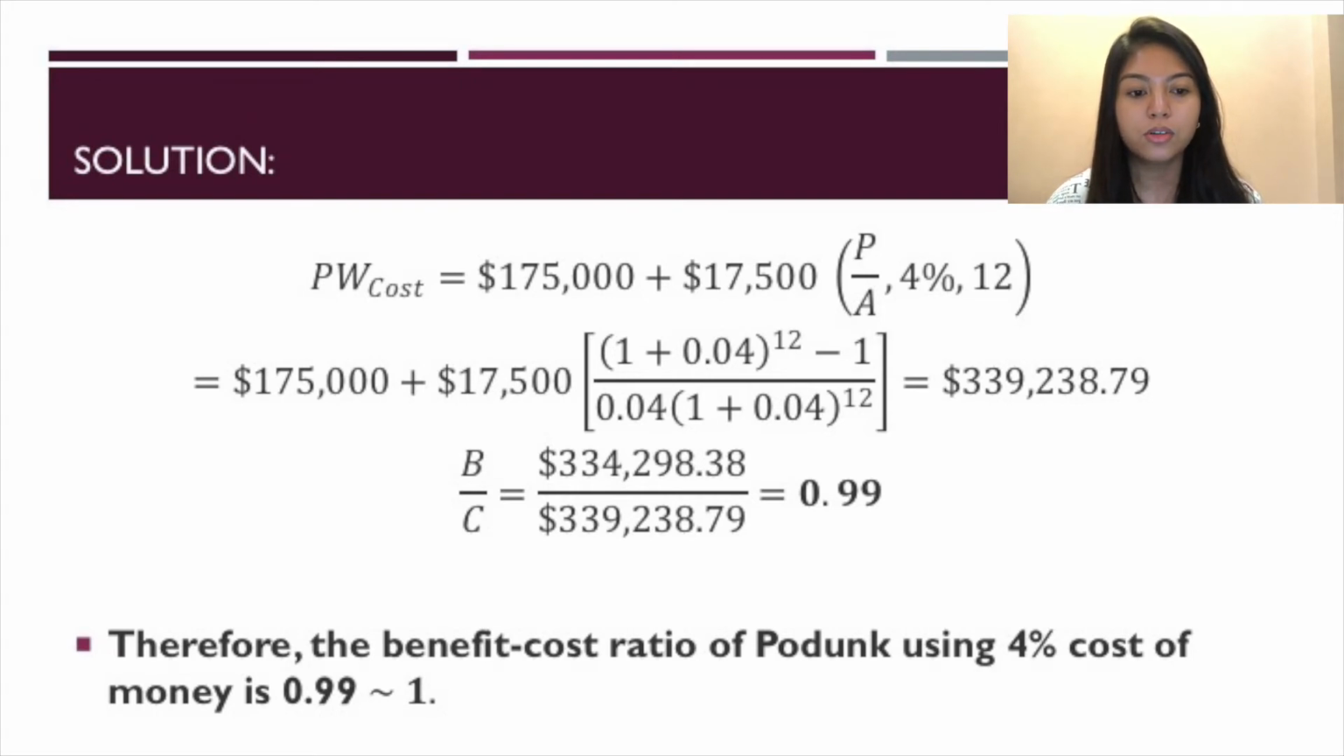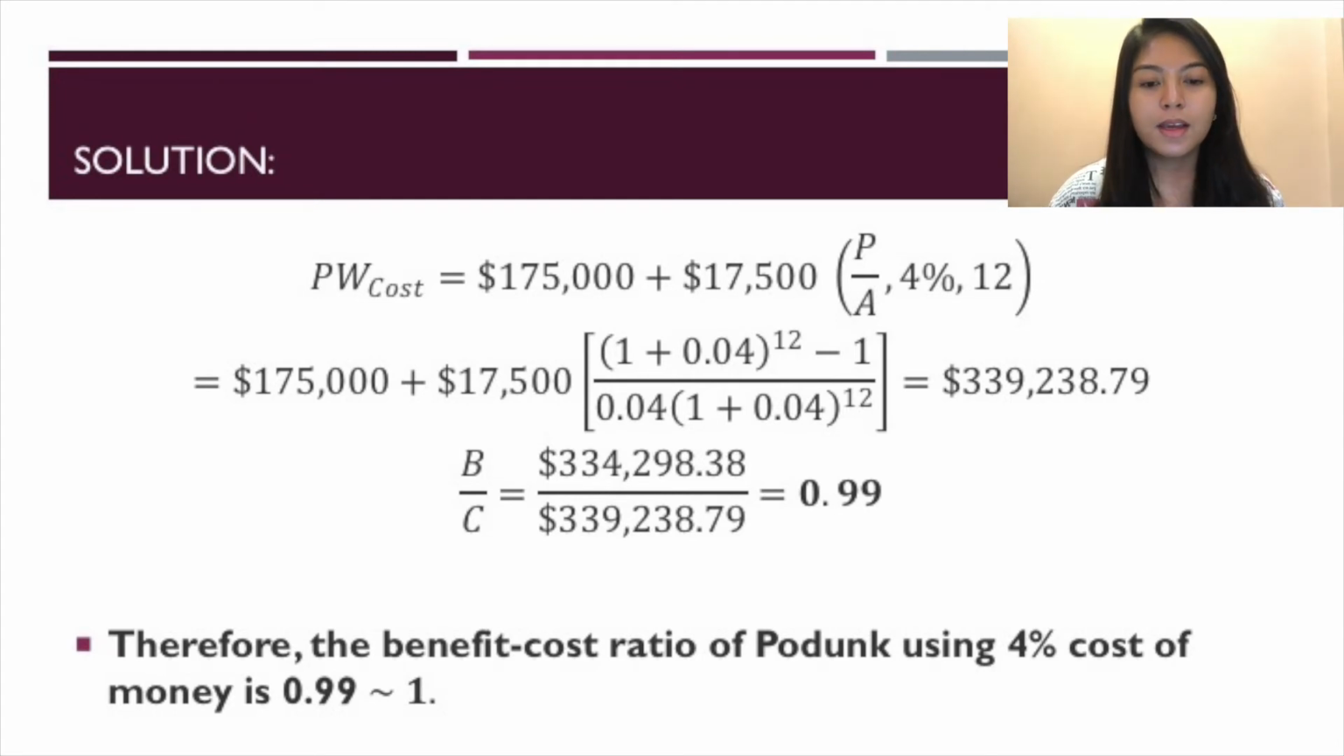PW cost at $339,238.79. And lastly, to compute for the benefit cost ratio, we will have $334,298.38 divided by the cost, which is at $339,238.79, and we will get 0.99, which is also approximated to 1. Therefore, the benefit cost ratio of Podunk using 4% cost of money is at 0.99 or approximately 1.